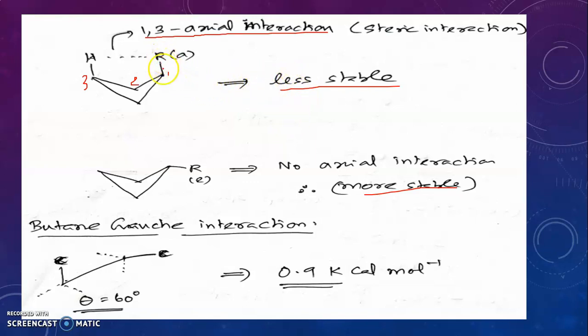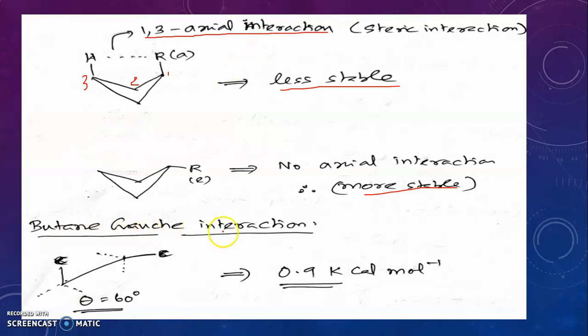So why are the axial substituents less stable? Because when a substituent is present in the axial position, there will be 1,3 axial interactions. This axial interaction destabilizes the conformation. Are you clear?